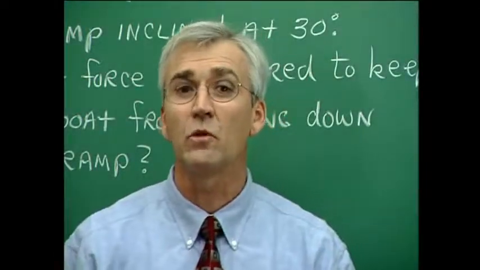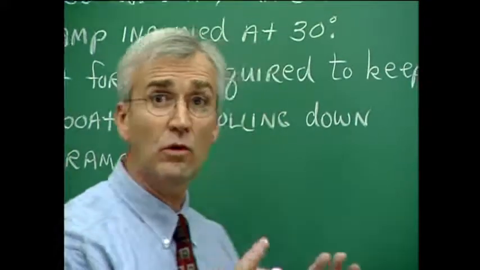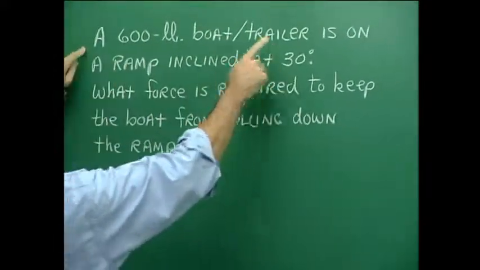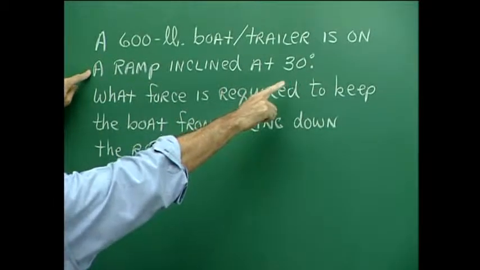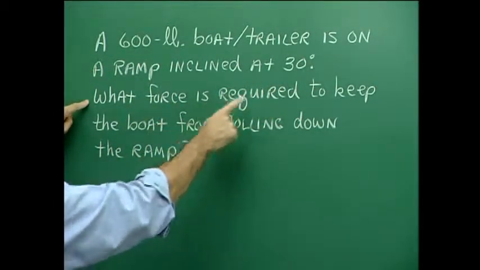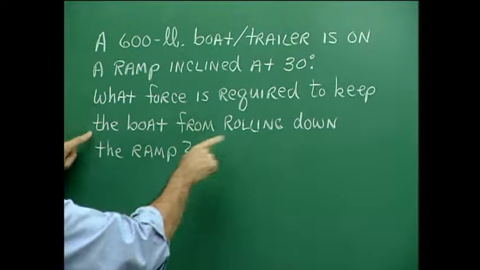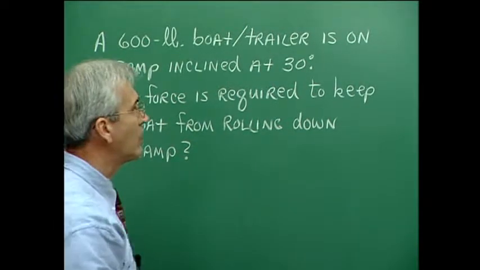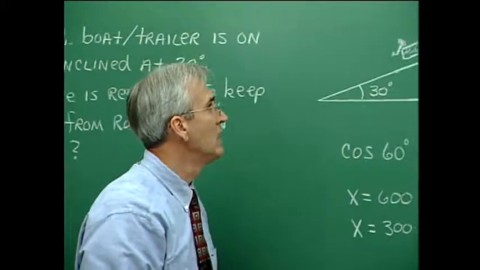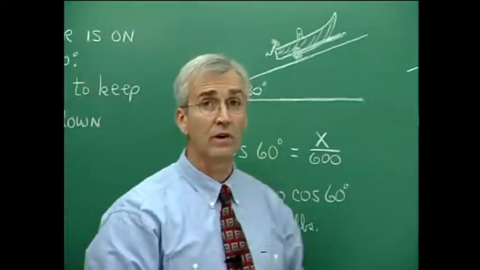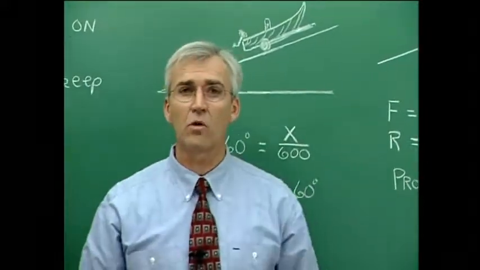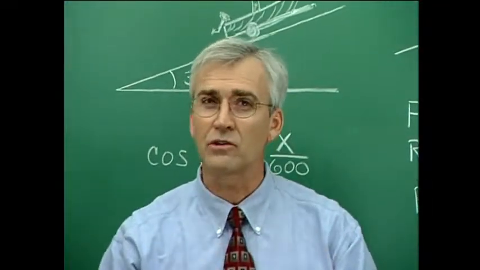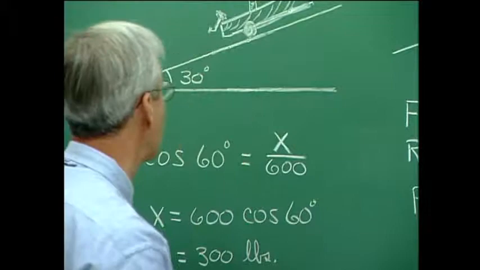Consider this problem. It's one of the classics, and it involves force vectors. It says a 600-pound boat trailer rig is on a ramp inclined at 30 degrees. What force is required to keep the boat from rolling down the ramp? There are actually two ways to solve the problem, and we're going to look at both of those ways. But let's just understand the forces that are in play here. And if we understand those forces, then we can set up a little right triangle that will allow us to solve the problem rather easily, it turns out.